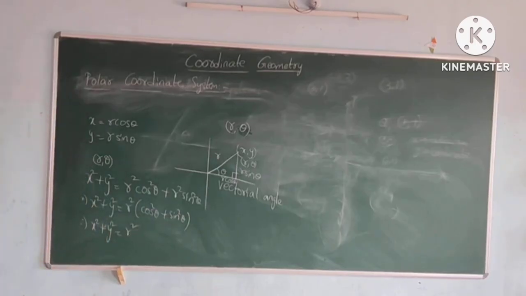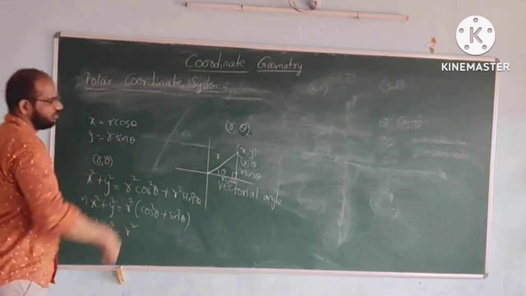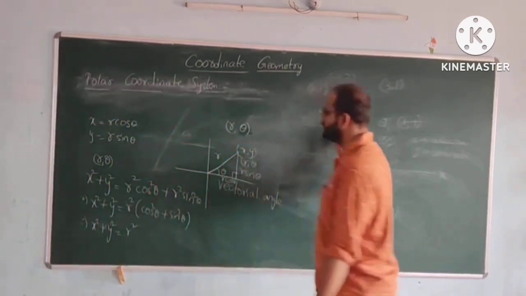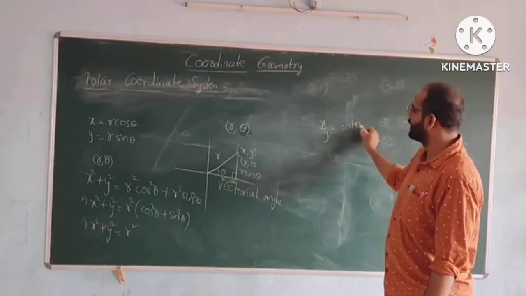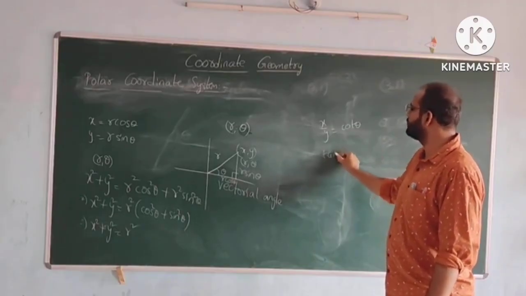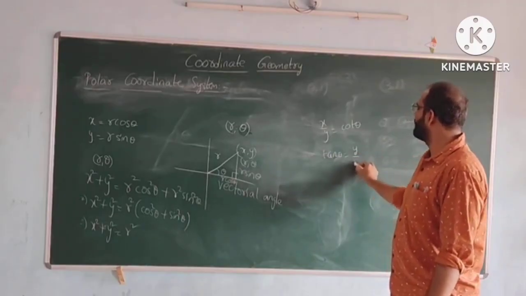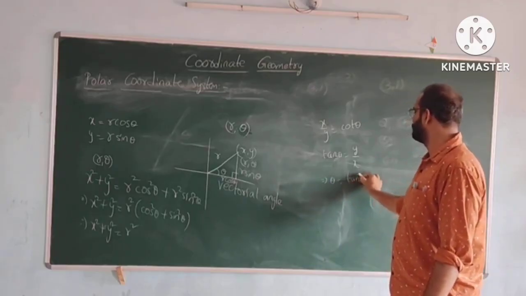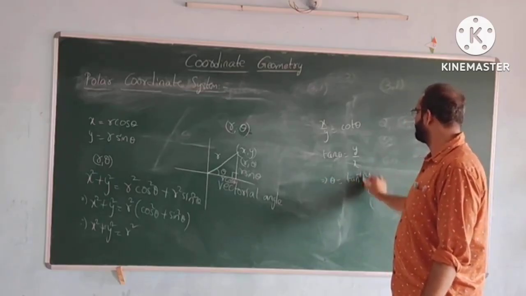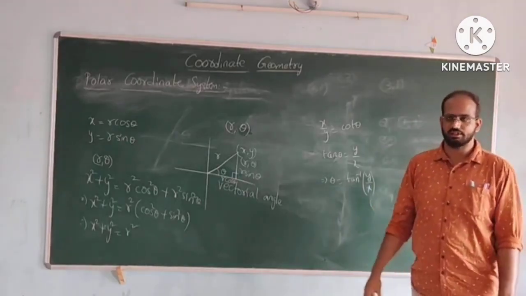It is the relation. If you divide these two, then what happens? x by y equals cot theta, or tan theta equals y by x. So theta equals tan inverse y by x.